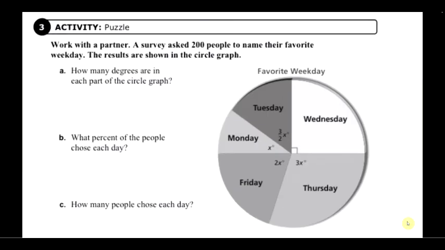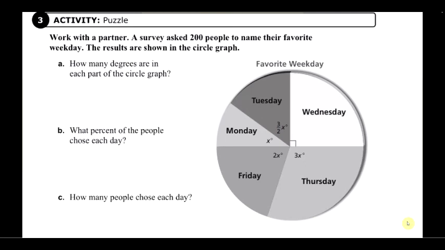Don't get scared by this area. I'll try to avoid it. So, let's first answer A. How many degrees are in each part of the circle? This one is very easy for Wednesday, because Wednesday has the little right angle symbol. That's 90. So you can add 90 degrees to your Wednesday part.